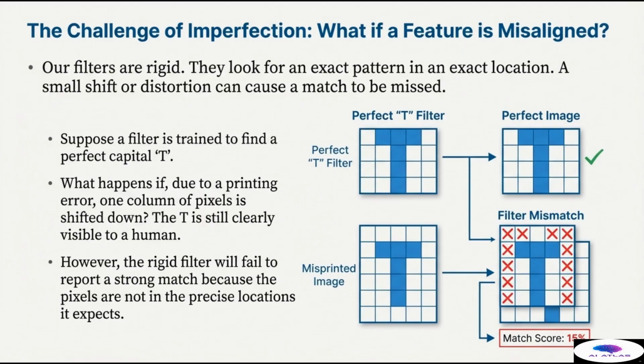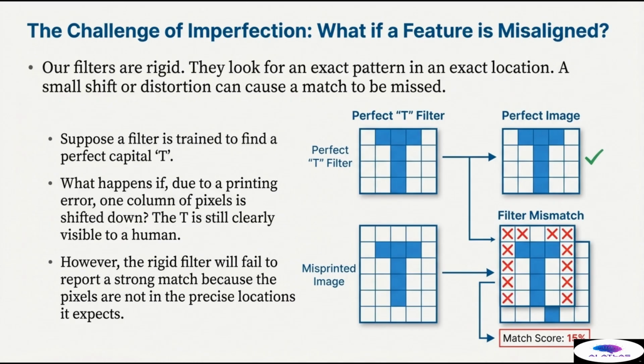After creating specialized feature detectors, we encounter one of the main challenges in computer vision, the problem of imperfection and misalignment. Our convolutional filters, as we've designed them, are mathematically rigid. They are trained to look for an exact pattern in an exact location within the receptive field. If we train a filter to find a perfect capital T, and then the image shifts even slightly, the filter will fail to report a strong match.